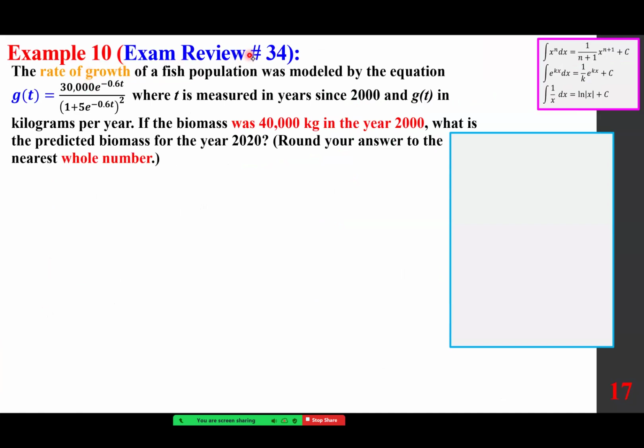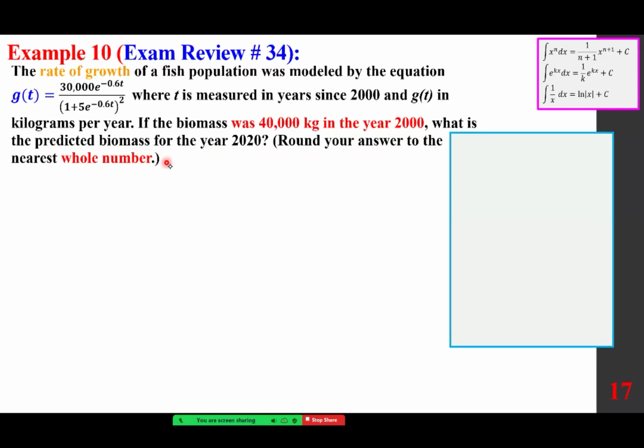This is from exam review. You can find it under the module for this exam, of course. The rate of growth of a fish population was modeled by the equation g of t equals 30,000 e to the power of negative 0.6t over (1 plus 5 e to the power of negative 0.6t) squared, where t is measured in years since 2000 and g of t in kilograms per year. If the biomass was 40,000 kilograms in the year 2000, what is the predicted biomass for the year 2020? Round your answer to the nearest whole number.